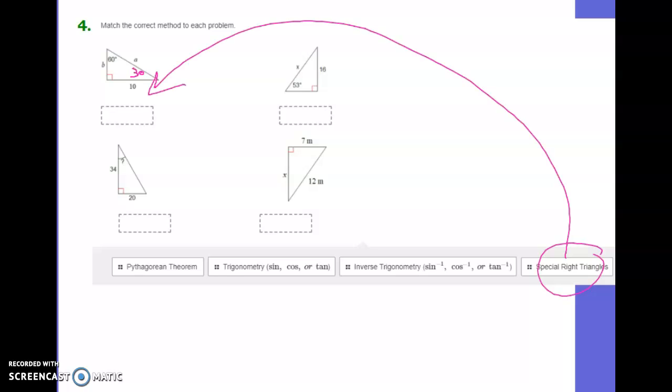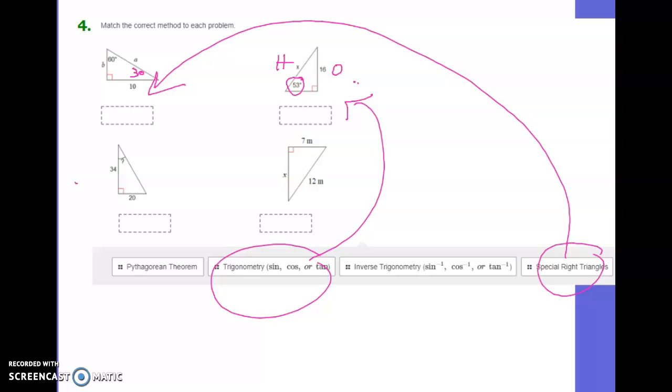Then we go to this one on the right here, and I see that it's not special. However, we are given the measure of an additional angle besides the right angle, and we're given the opposite side and the hypotenuse, so we can actually use trigonometry. So that's regular trigonometry.